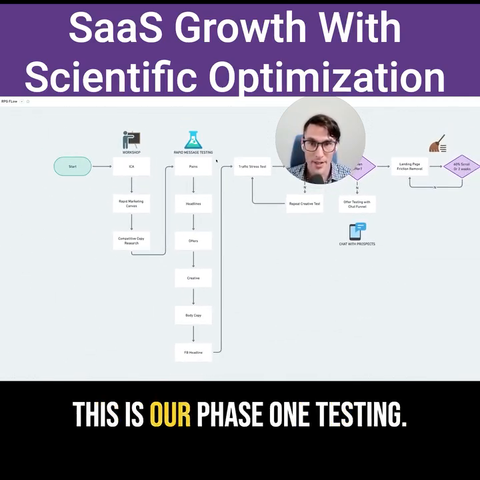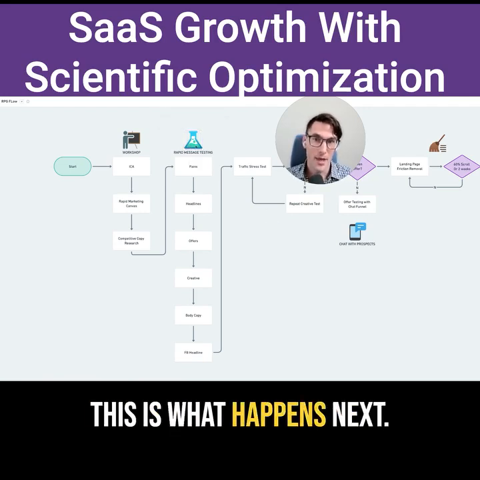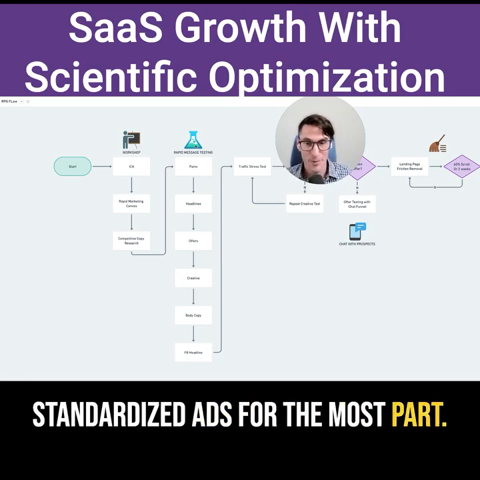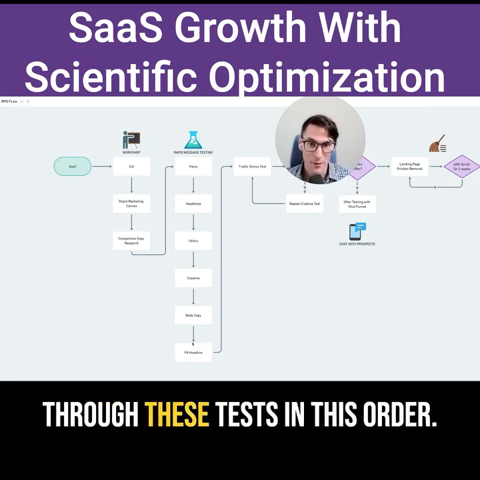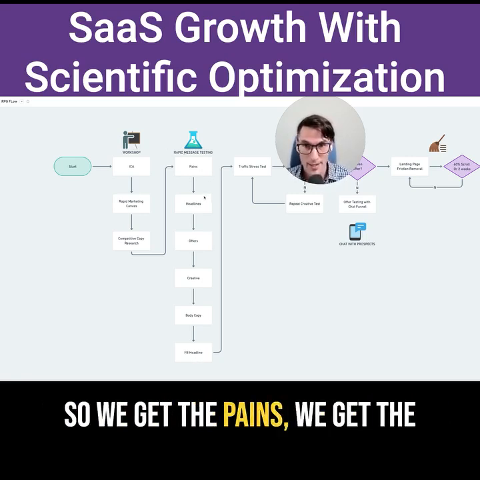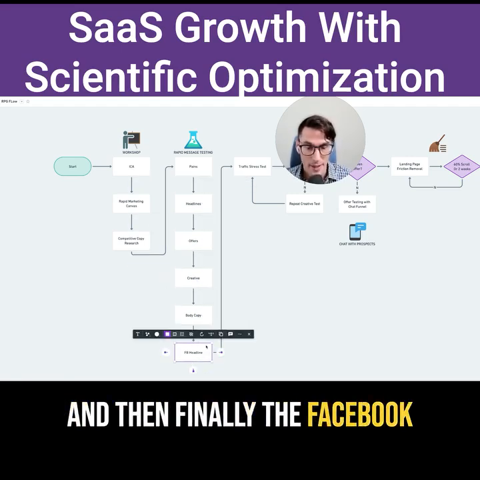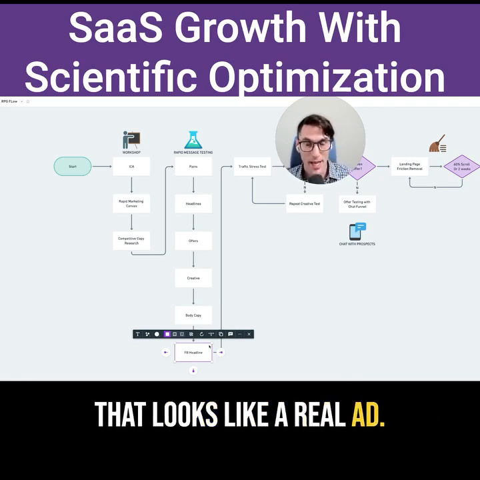Then everything else, this is our phase one testing. This is what happens next. We're going to do ad tests that are these short, ugly, standardized ads for the most part. And then we're going to run through these tests in this order. So we get the pains, we get the headlines, offers, creative, body copy, and then finally the Facebook headline. That gives you something that looks like a real ad.